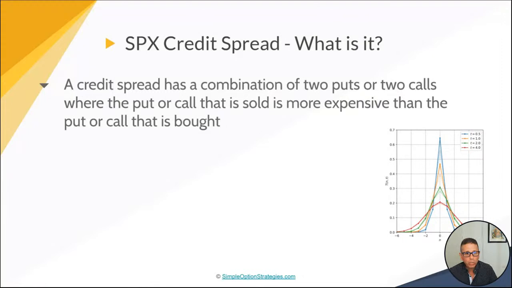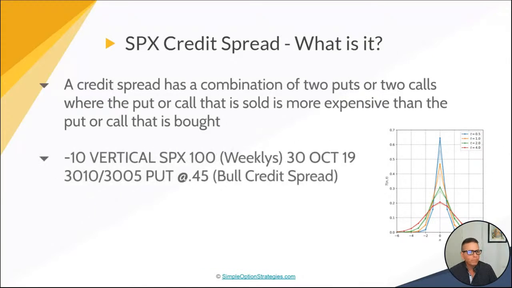A credit spread is a combination of 2 puts or 2 calls where the put or call that is sold is more expensive than the put or call that is bought. That's how you receive a credit. That's why it's called a credit spread, because when you actually put on this trade, you're receiving a credit from the options that you're putting on. So right off the bat, you're at a profit. The goal here is to keep that profit when you have to buy it back.